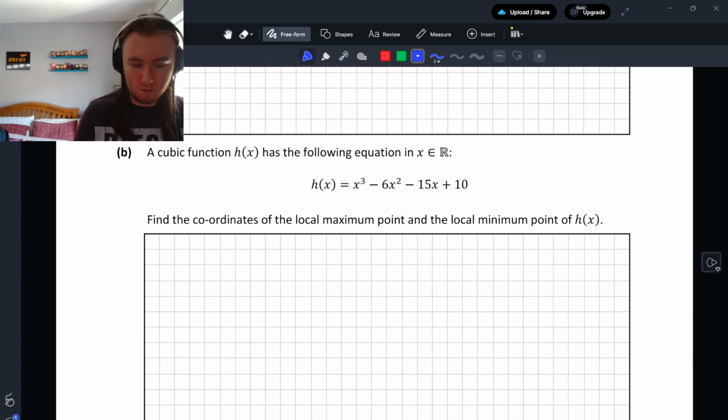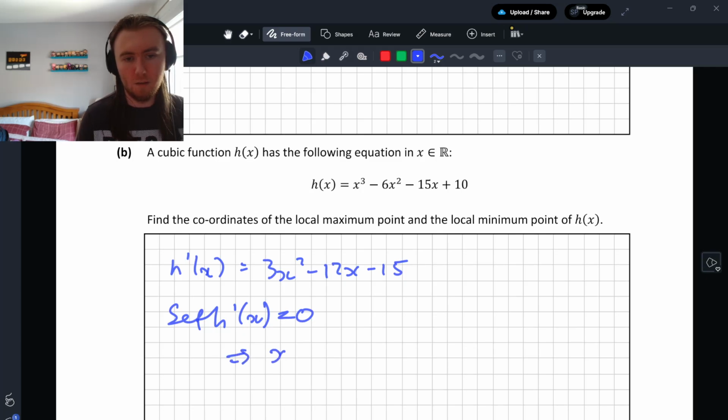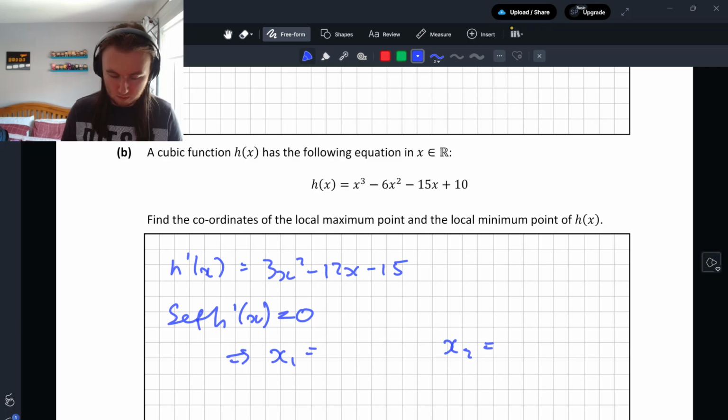Local maximum, local minimum, I'm just going to find the derivative. So that's 3x squared minus 12x minus 15. And then setting h prime of x equal to 0, we get the two x coordinates. So 12 plus or minus root 12 squared minus 4 by 3 by minus 15 all over 2 lots of 3, which is 6. So x1 is equal to 5 and x2 is equal to minus 1.